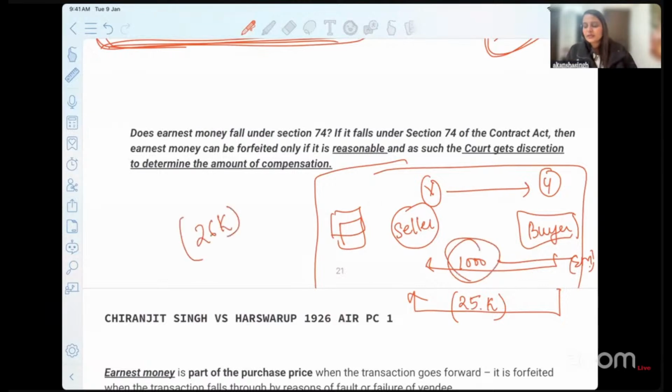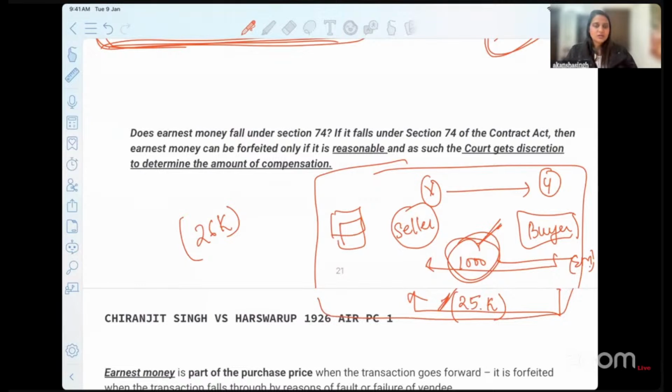But then why has this 1,000 been paid in advance? This is earnest money, which is to give satisfaction, to tell the other party that, listen, I have paid you this much. By this conduct of mine, you should be assured that I'm going to pay the rest as well, and I am interested in this transaction. So in the simplest terms, earnest money is the money that you pay to the other party to assure them that I am interested in this transaction and I am interested in buying this particular house.